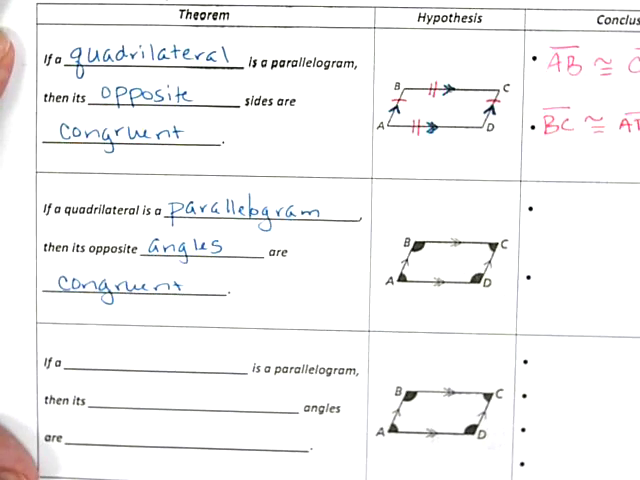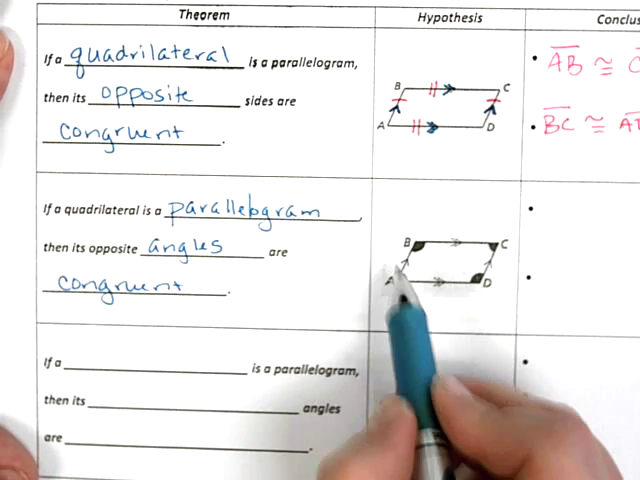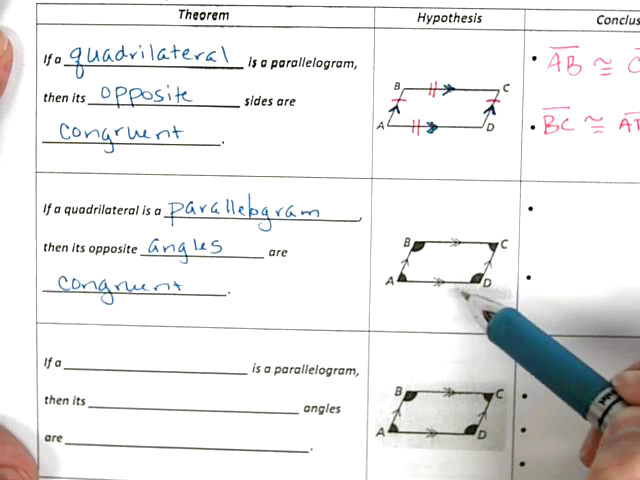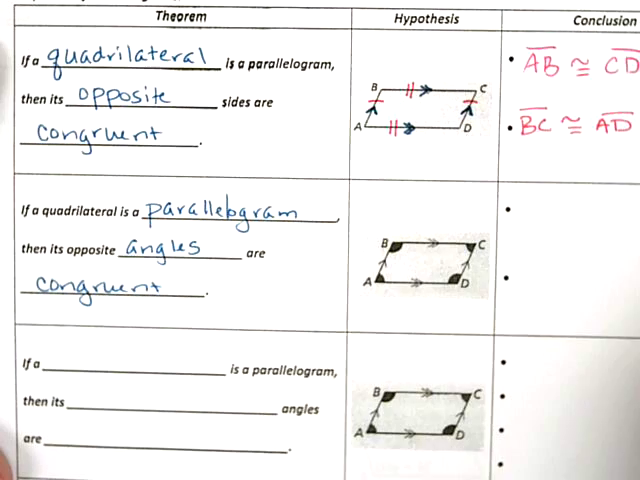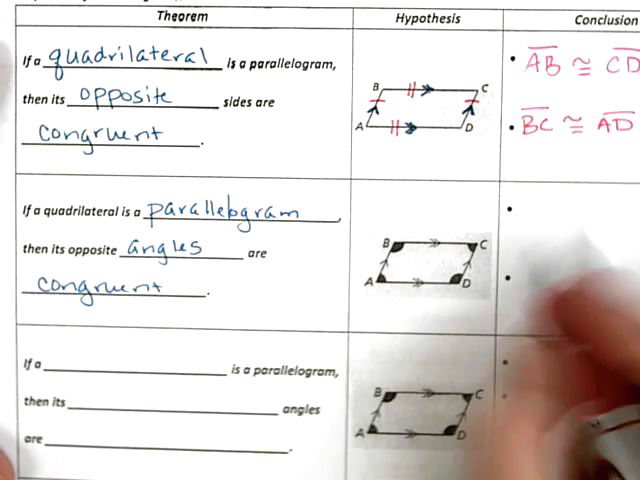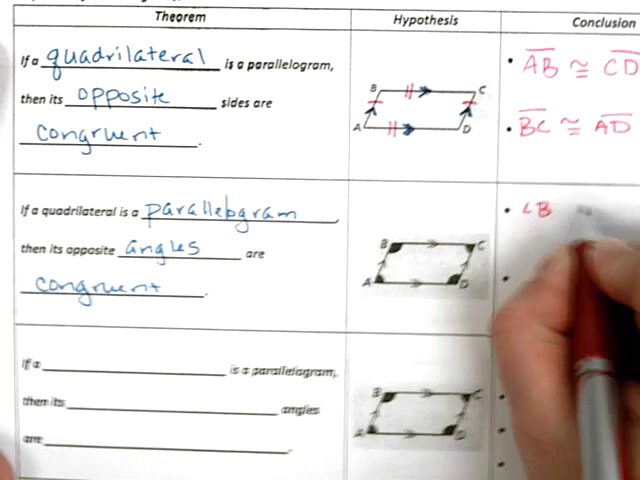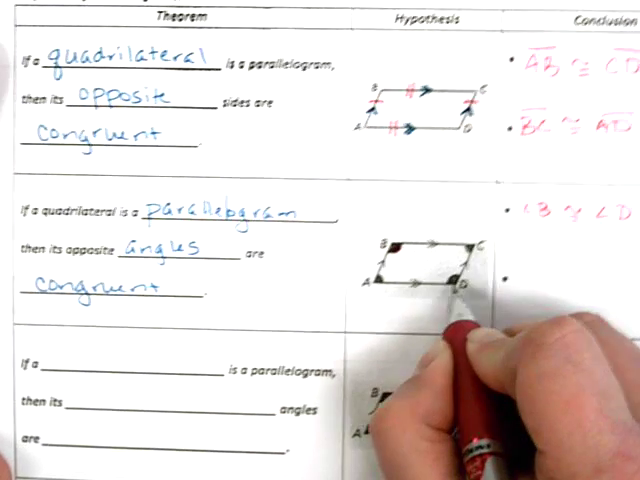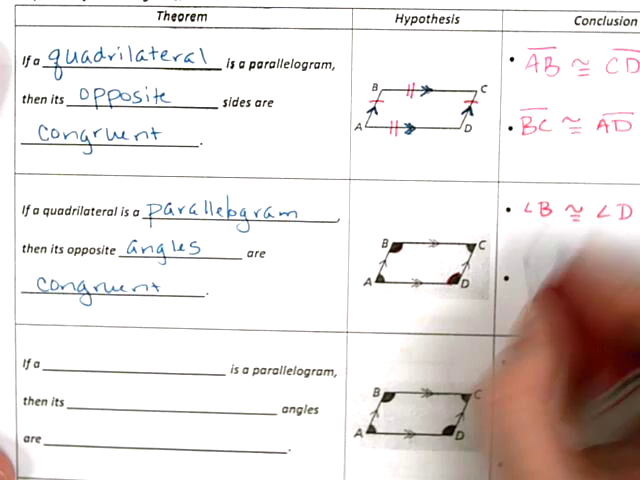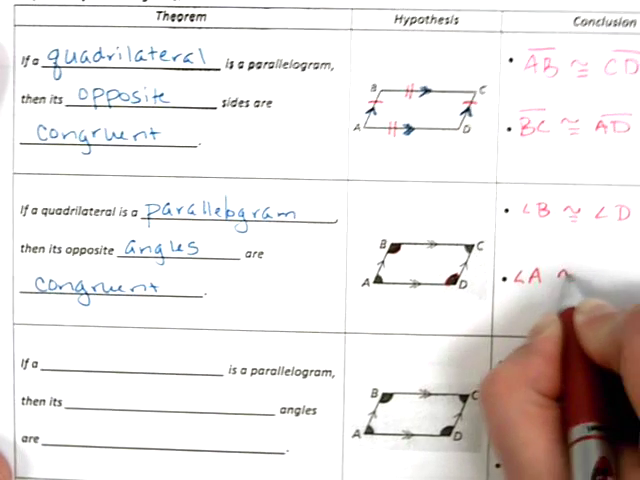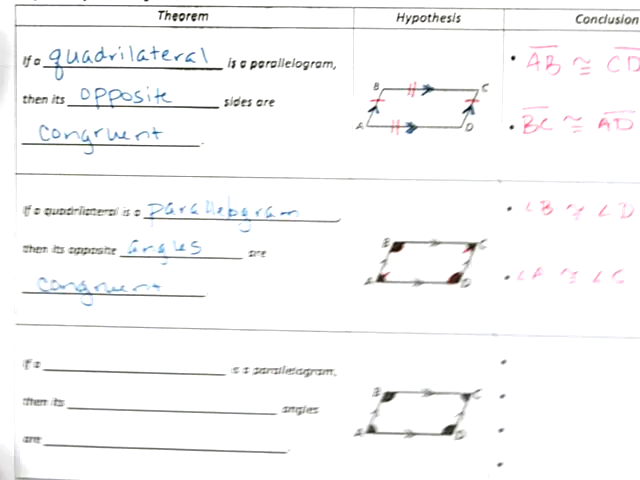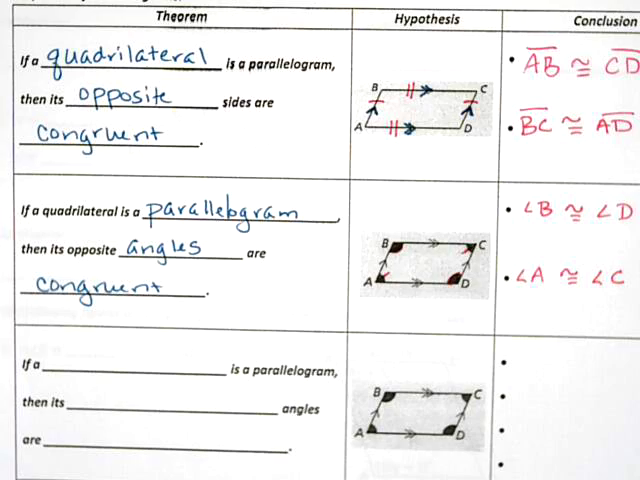Okay, so again, we're given this same figure that we were given in the first one. We've got these sides marked parallel and these 2 sides marked parallel. So that's a good thing. That means then that our opposite angles are congruent. So for example, angle B is congruent to angle D. That's right here. Angle B and angle D. And it also means that angle A is congruent to angle C. So that would mean right here and right here.